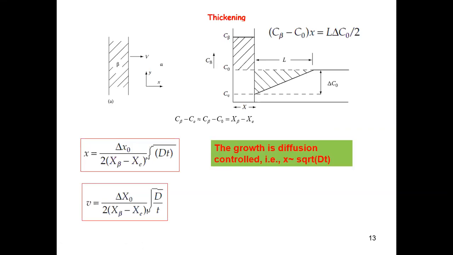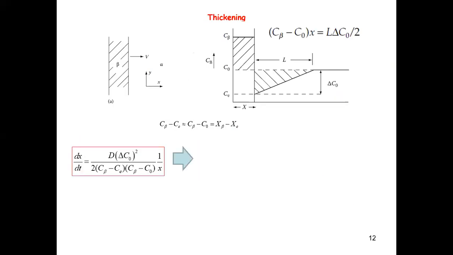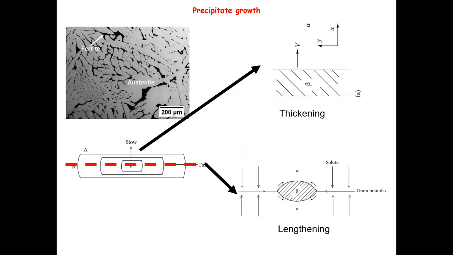Here are some insights which we already went through. The growth is diffusion controlled, so we have this particular scaling relation, and the growth is quickly slowing down as t increases. So basically, all the thickness that you see from this original image that we showed at the beginning of the lecture is pretty much due to the very first initial growth, I don't know what the time scale is, maybe a few hours, a few minutes of growth for the thickening of the plates. After that time, the growth will be very, very slow, so we will not see much change of the thickness. Okay, so that's for the thickening.